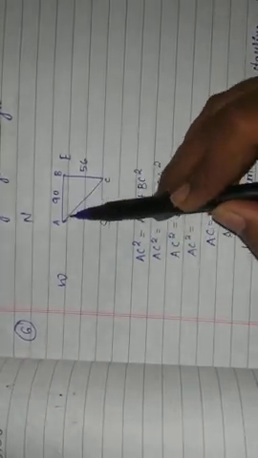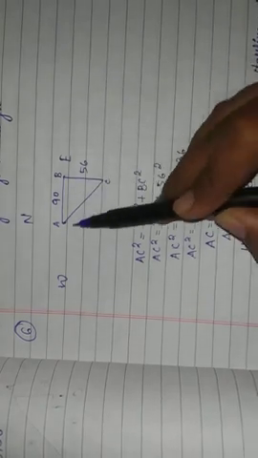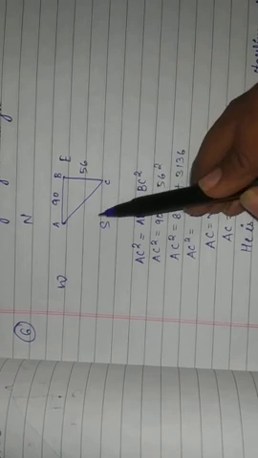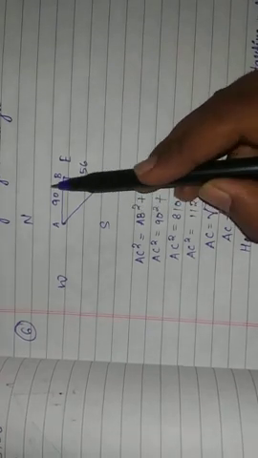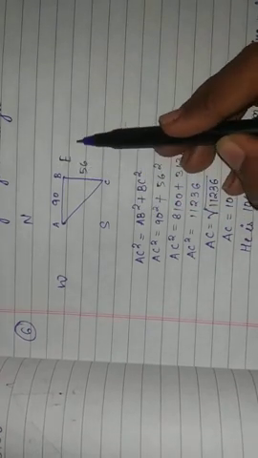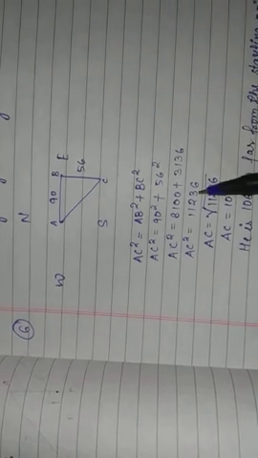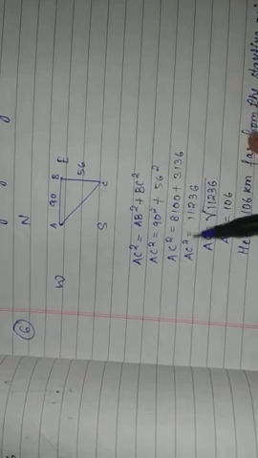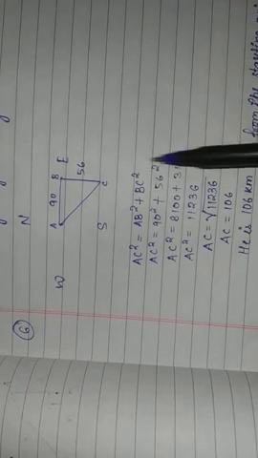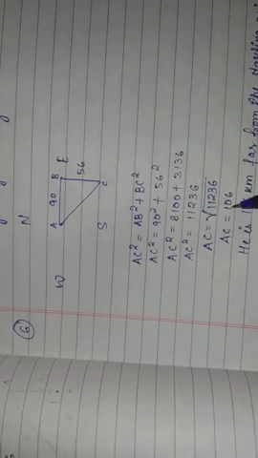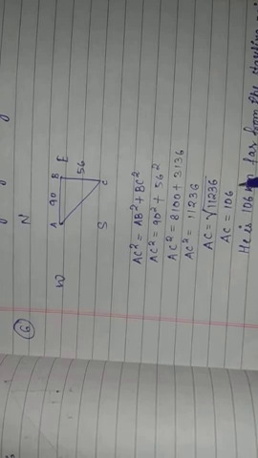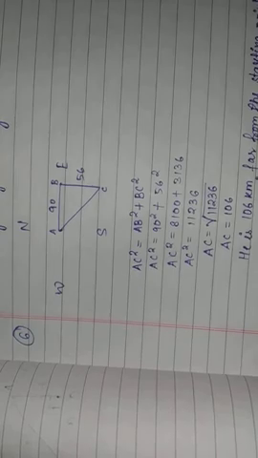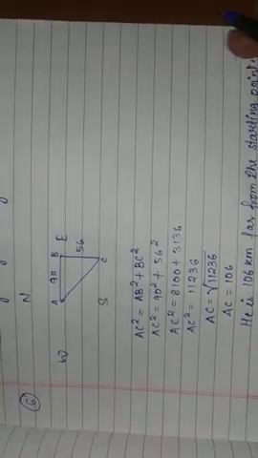This is a right angle triangle as you can see. So you have to find out the hypotenuse of this triangle. Hypotenuse square is equals to 90 square plus 56 square. You will be able to get the hypotenuse of this triangle, or AC. The value of AC is what? The hypotenuse. So you will get AC is equals to 106 kilometers. Therefore, he is 106 kilometers far from the starting point.